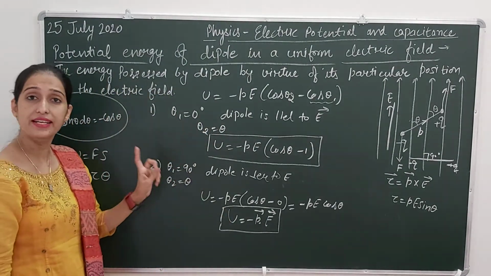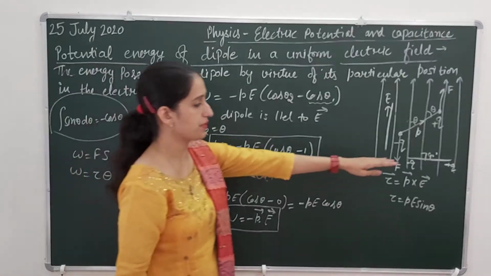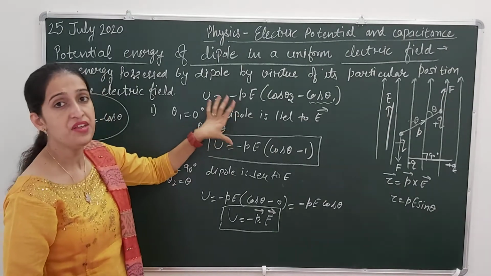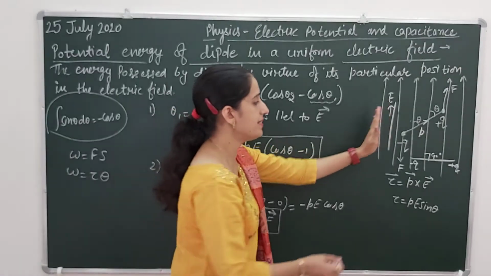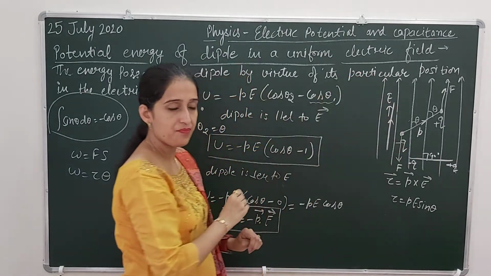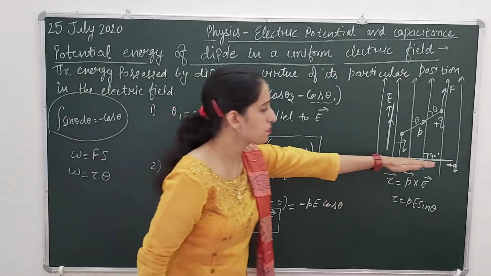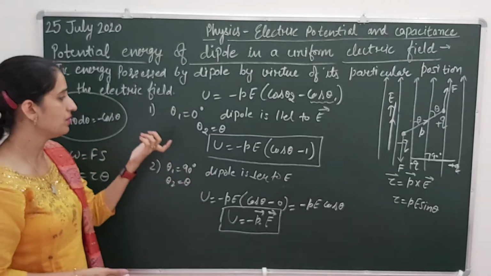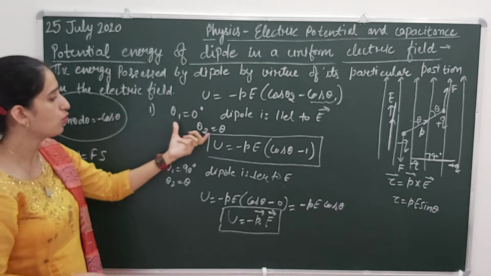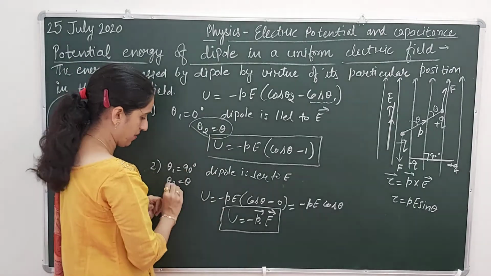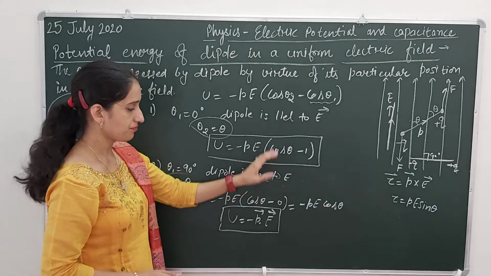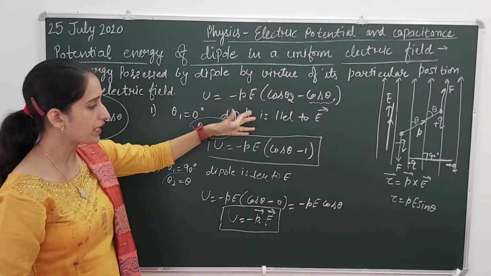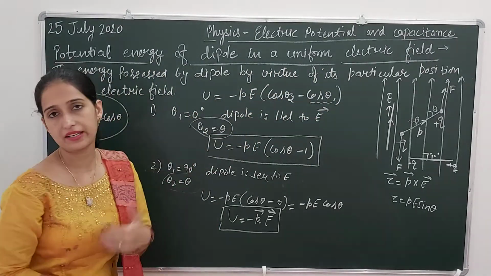This is the condition when initially the dipole was present perpendicular to the electric field. This was the condition when initially the dipole was present parallel to the electric field. And finally we are going to rotate it by some angle and it is going to make the angle theta with the electric field. So in this case these are the values. The main expression is this one, and it is going to be amended according to the given situation.